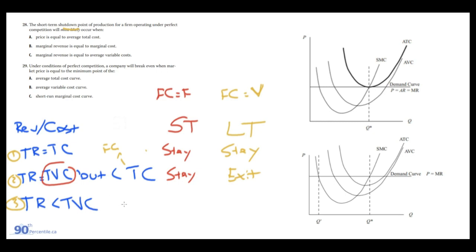Last one, total revenue is less than total variable costs. In the short term, you're not going to bother, because you're actually losing money on your variable cost and your fixed cost. So here you're going to exit, and in the long term, you are going to exit as well.